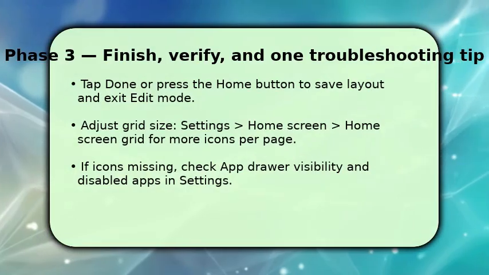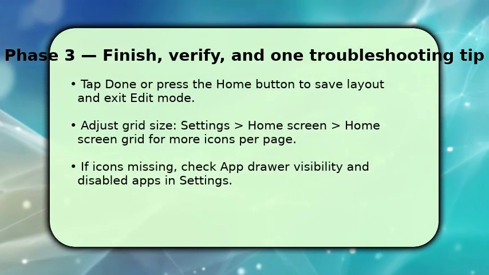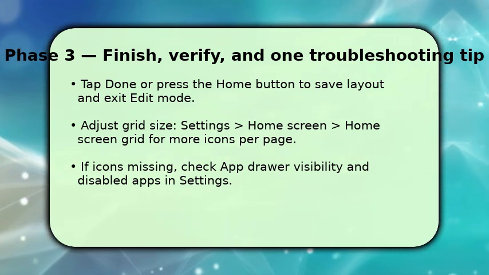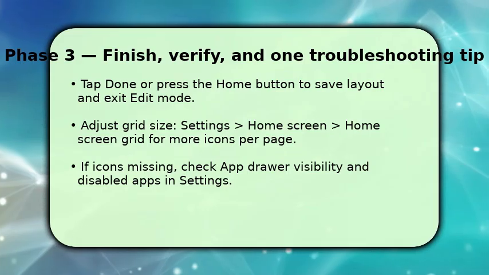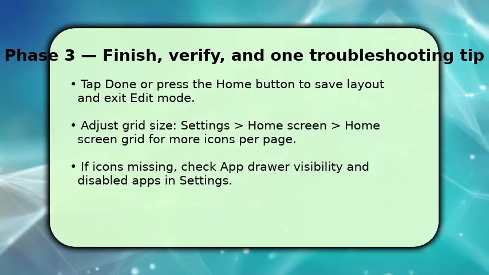To finish, confirm your layout by tapping Done or pressing Home. This saves positions and exits edit mode so your changes persist. If you want tighter spacing, go to Settings, Home Screen, and change the home screen grid to fit more icons per page. This optimizes reachability.